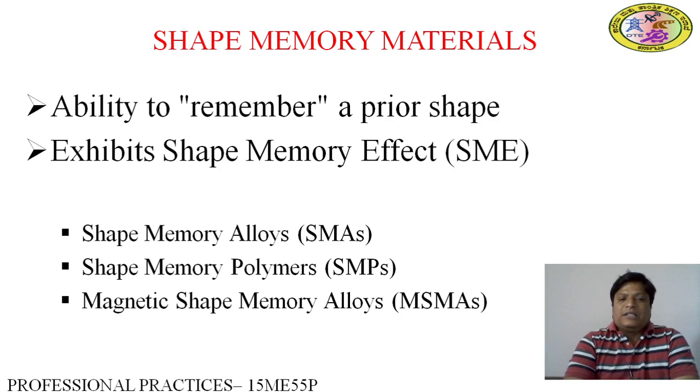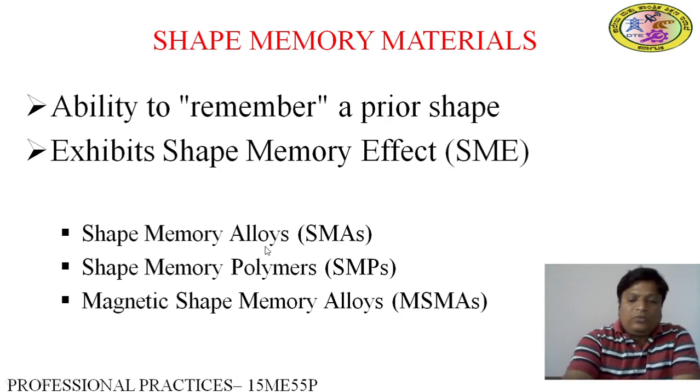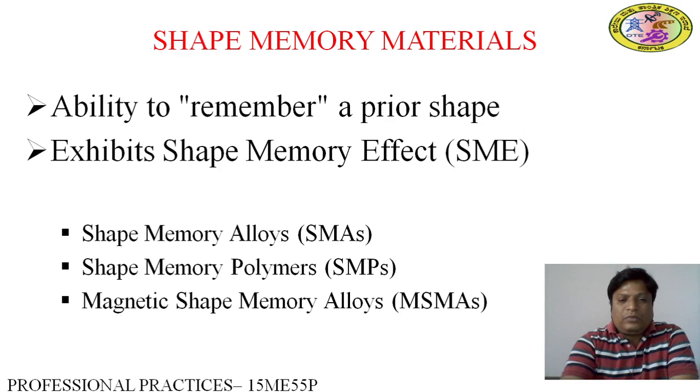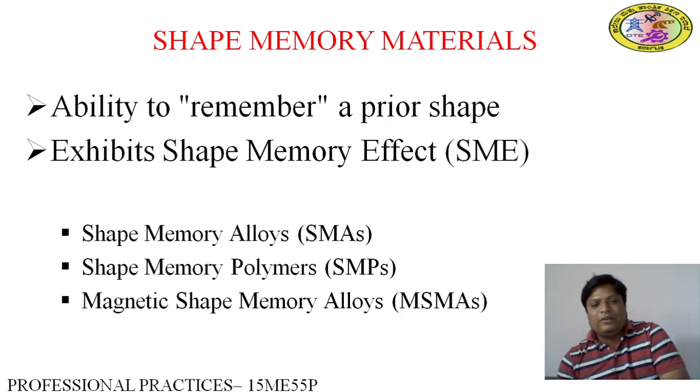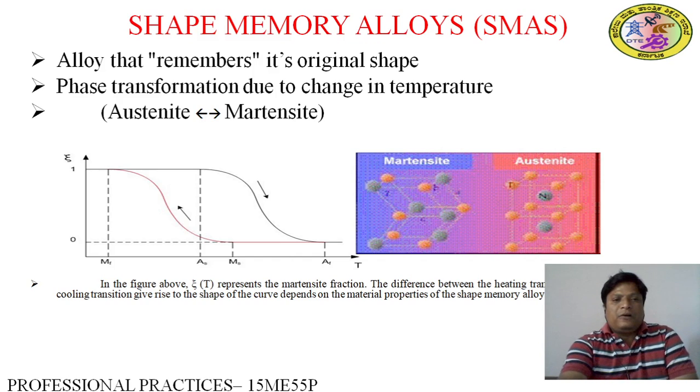The types are shape memory alloys, shape memory polymers, and magnetic shape memory alloys. Here, an alloy means more than one material, more than one metal, joined to another material. That is what we call an alloy. Shape memory alloys are alloys that remember their original shape.